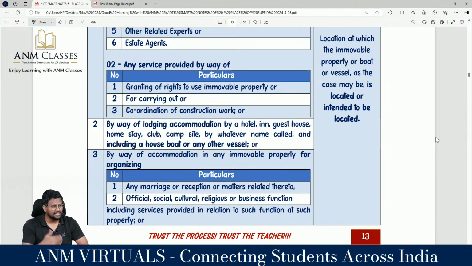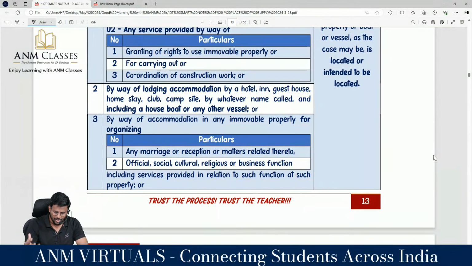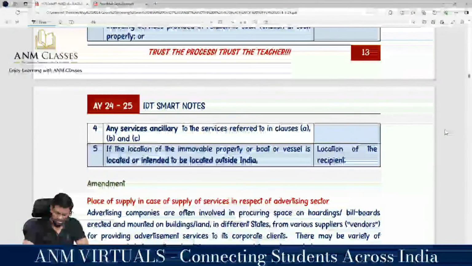In that immovable property, many people will meet each other. They may like each other. They may say that I love you. So by way of accommodation in any immovable property for organizing any marriage or reception or matters relating thereto, there may be some matters also happening in that immovable property, or official, social, cultural, religious or any function, business function, including service provided in relation to such function at such property. So this is how the story goes. Are you really with me?